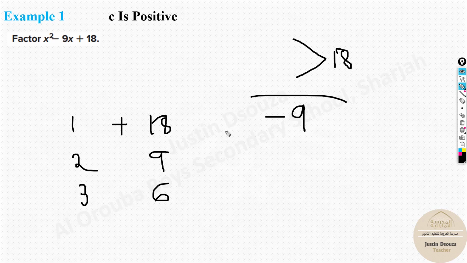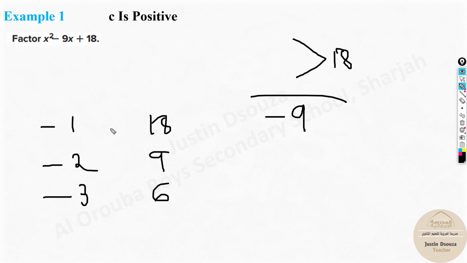Add them up. It's not negative 9. Add them, add them. None of them are negative 9. So what to do now? We need two terms, but the sum must be negative. When you look at this, you must understand, oh, it must be minus. So let's try minus. You can't keep only one side minus.